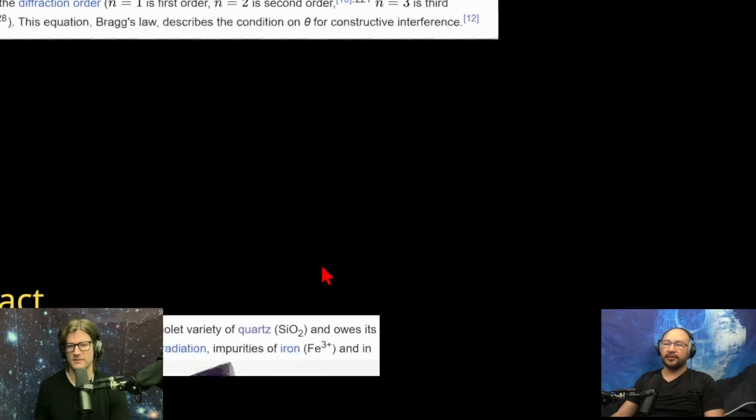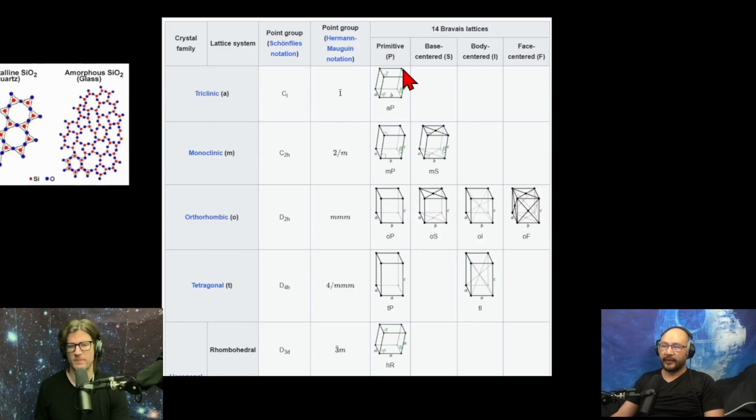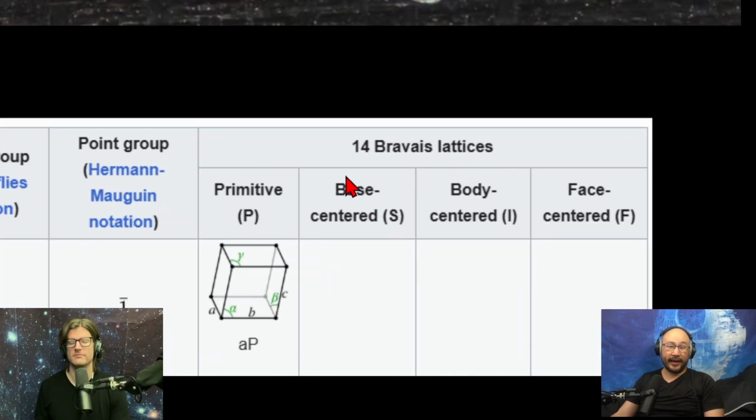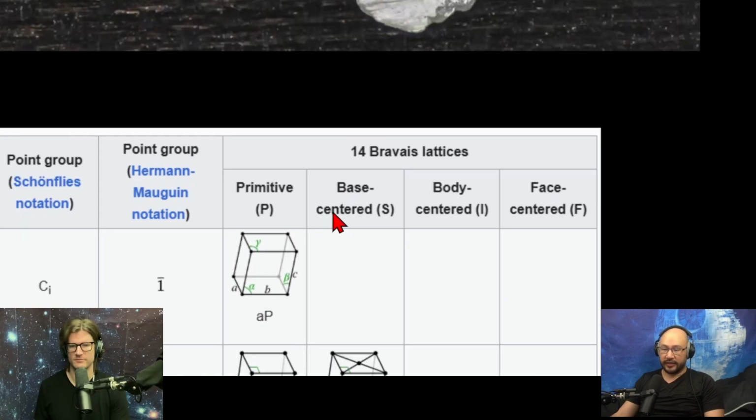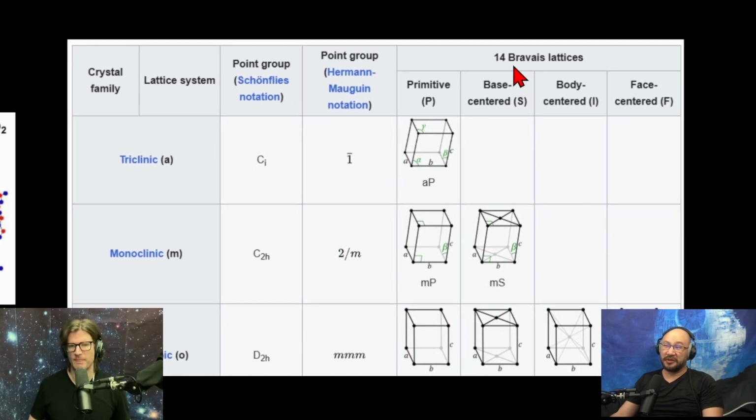So we do theoretical work and also experiments to verify this, and we end up with 14. There are exactly 14 Bravais lattices. These are the 14 possible crystal structures in the universe. There's only 14, and that's been proven. That seems weird, right? It's cool because it seems weird. Why shouldn't there be an infinite number? But there's only 14. The universe is simultaneously complicated and simple.